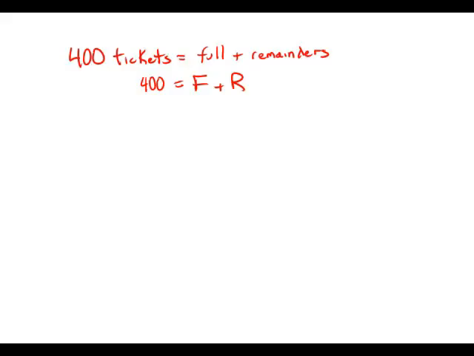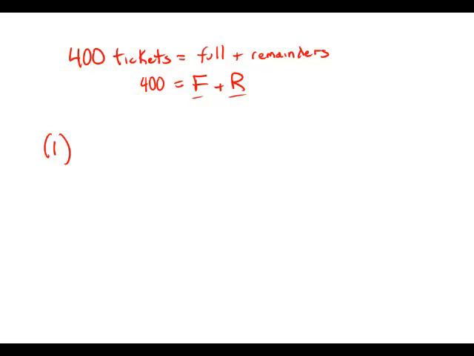What was the revenue of a theater received from the sale of 400 tickets, some of which were sold at full price and the remainder of which were sold at reduced price? So I'm going to use the letters F and R for the number of full price tickets and the number of remainder tickets. And of course, both these numbers add up to 400.